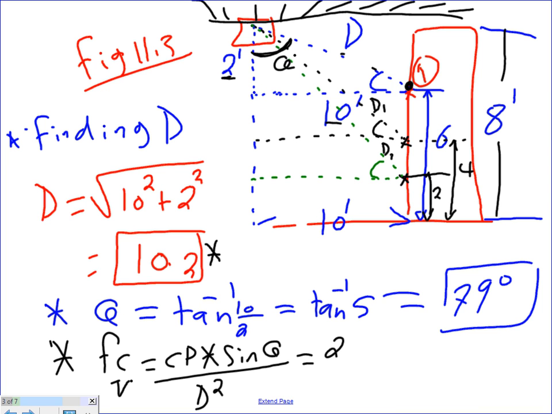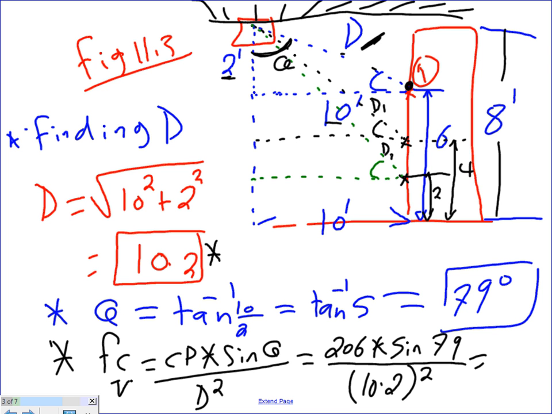So this is 206 times sine 75 divided by distance squared. What's the distance? 10 to the power 2. Can anybody give me the answer for this? One more time, we found the D. Can you guys see the D here?